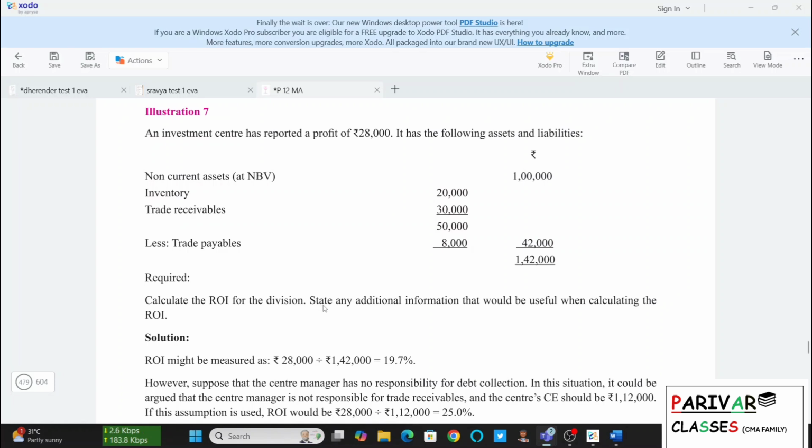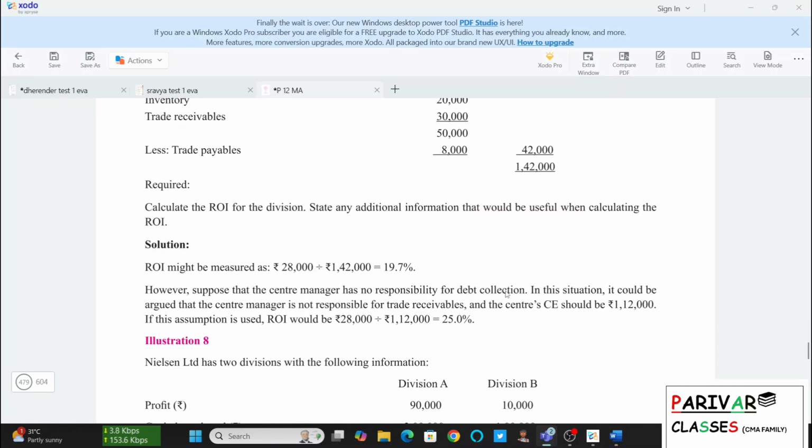He is asking to state any additional information that would be useful when calculating the ROI. This point we have to read from the textbook only, because I didn't see any need for additional information. Let us see what he says. However, suppose that the center manager has no responsibility for debt collection. In this situation, it could be argued that the center manager is not responsible for trade receivables. Therefore, they should not be included in operating assets. 1 lakh 42,000 less 30,000, we get capital employed as 1 lakh 12,000. 28,000 divided by 1 lakh 12,000 is equal to 25 percent.